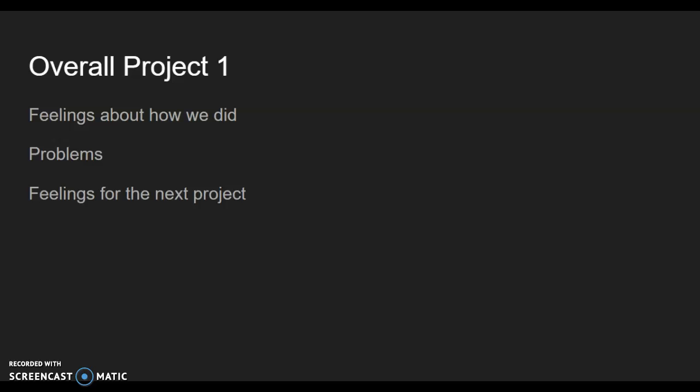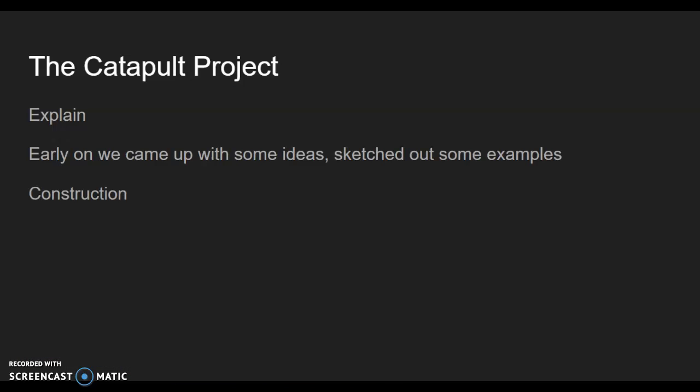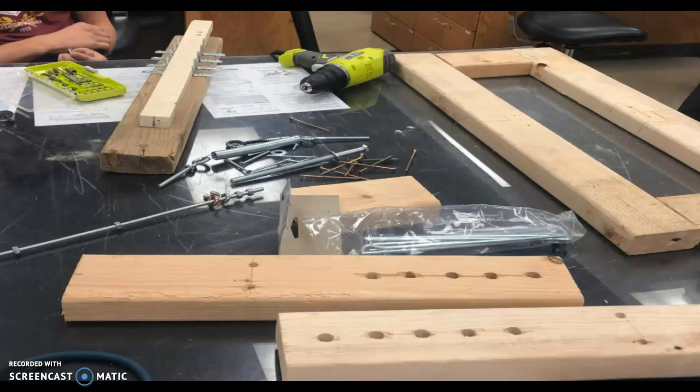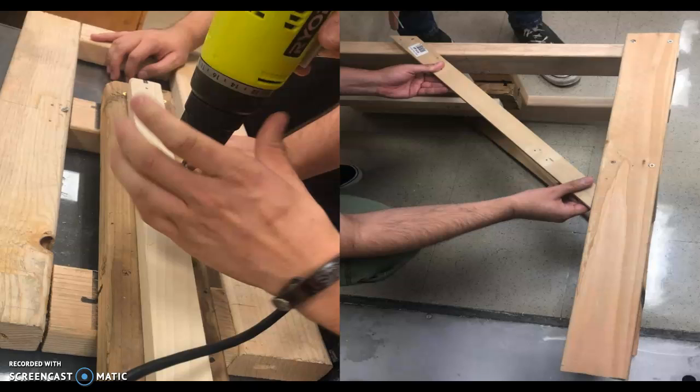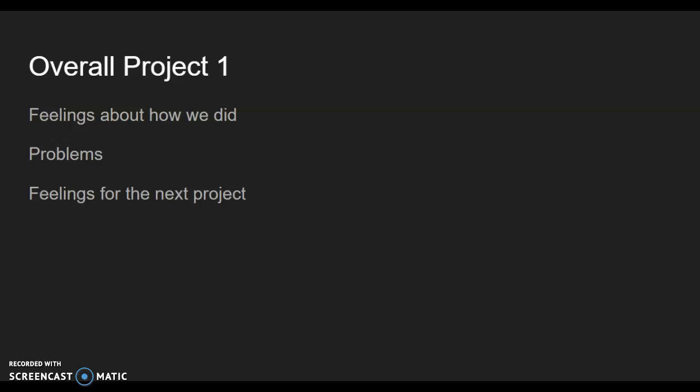Some problems: we didn't have many problems with the whole construction. We knew what we were doing because we had sketched out the examples, so we followed our sketch pretty much exactly. I would say the biggest problem was cutting the wood, because the saw we had was cutting into the actual holder for the wood. Other than that, construction wasn't really a problem.